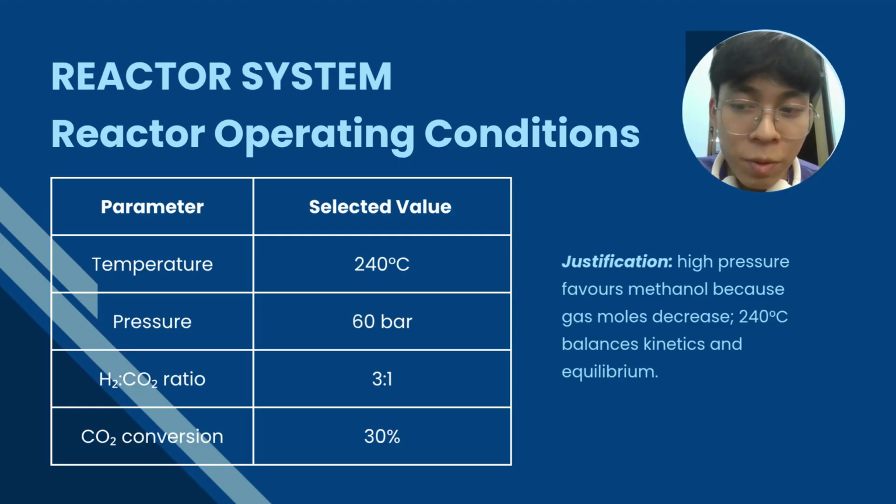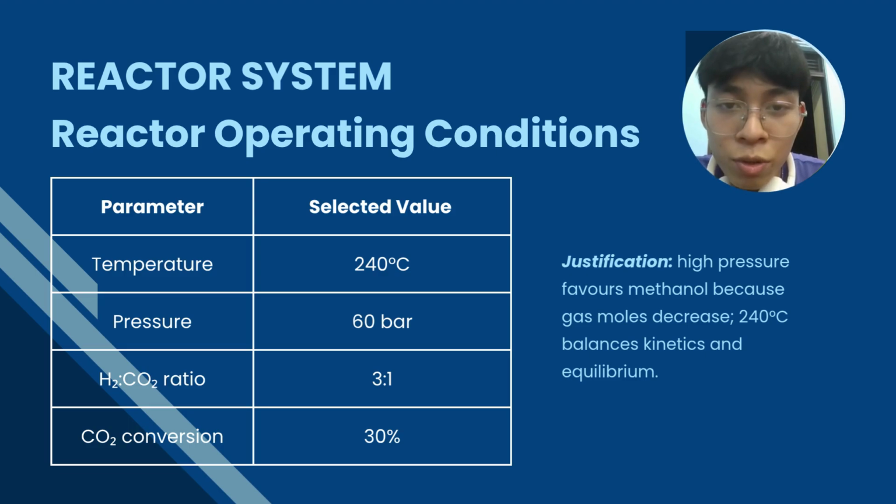Hi, my name is Ian and I'm going to be presenting Reaction Engineering Part 2. Alright, so our selected operating temperature is 240 degrees Celsius with a pressure of 60 bar, a hydrogen to carbon dioxide ratio of 3 to 1, and an assumed single pass CO2 conversion of 30%.